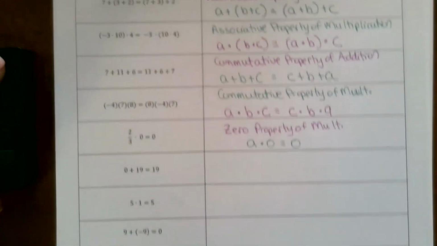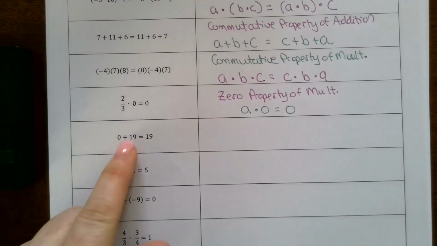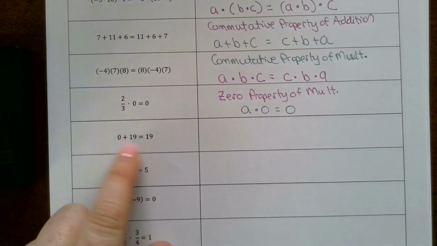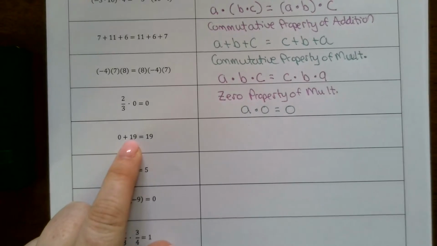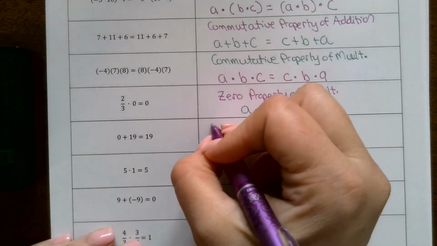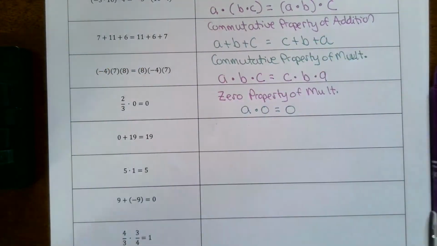The next two properties are identity properties. I think of your identity as who you are. For addition, my identity property says that if I add 0 to you, you're still going to be you. So if I add nothing to 19, I have 19. So this is the identity property. I want that in green. I'm following a pattern, as you can see.